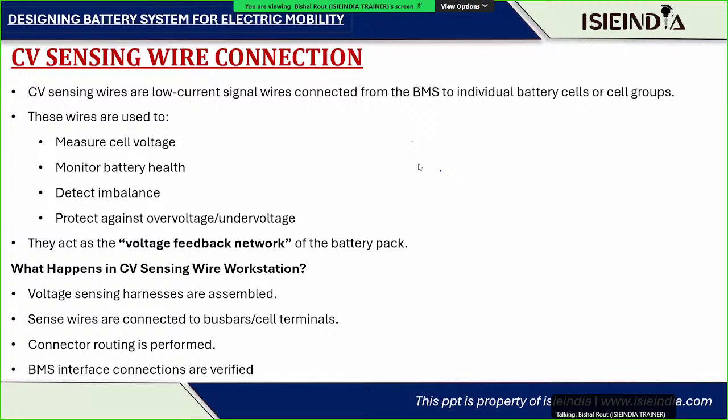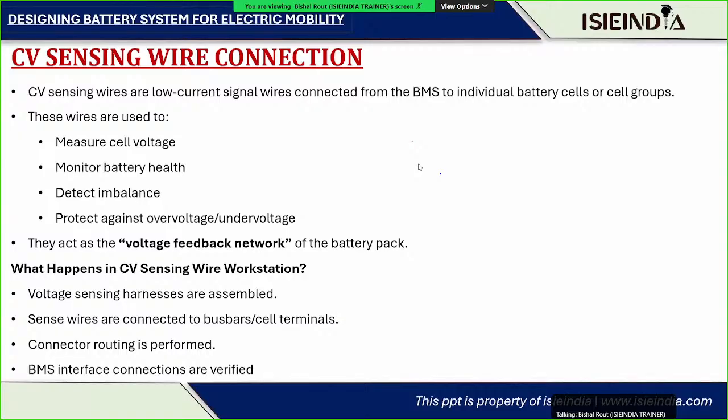Once you did the spot welding, then you can perform the CCD testing. Once the CCD testing is done, you pass this battery pack to the BMS unit. That unit will integrate the BMS, but prior to integration of the BMS, you have to connect the CV sensing wire basically. The CV sensing wire is the voltage sensing wire, and those wires need to be connected to the BMS particularly.